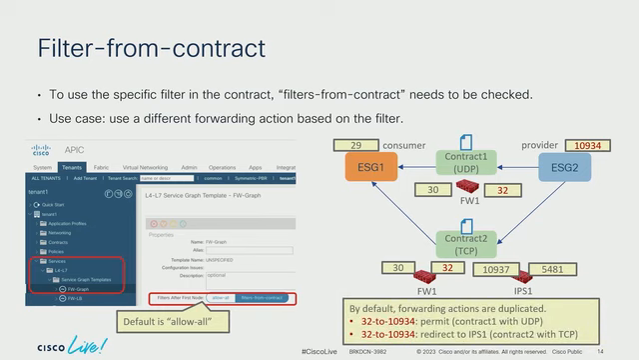But thinking about after that, that's going to be from 32 to 10934. That one you need to take different action depending on UDP or TCP. So if it's UDP, you want permit. For TCP, you need redirect. So we need to keep the default contract filter instead of default permit any contract. So in that sort of case, you need to enable this filter from contract option that is available at service graph template.